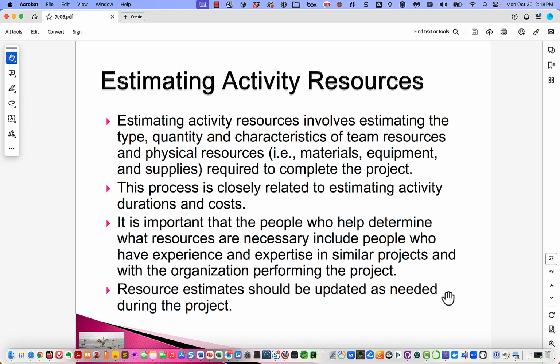Estimating activity resources. When we are scheduling a project, the classical, traditional waterfall way, first we need to identify the tasks or the activities. Then we need to identify their duration.